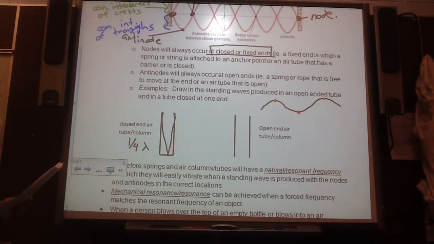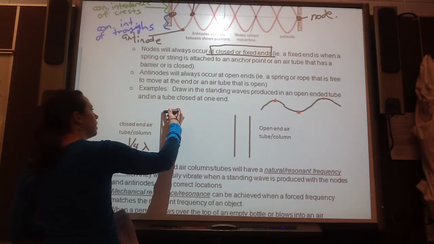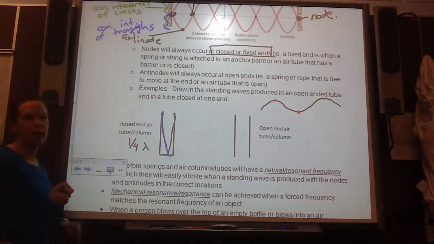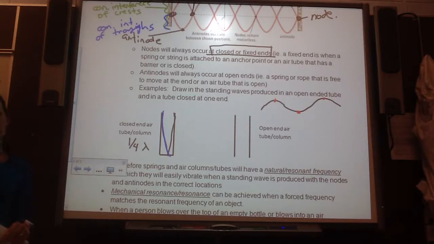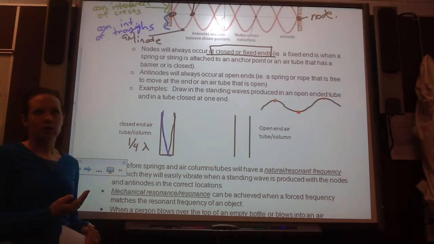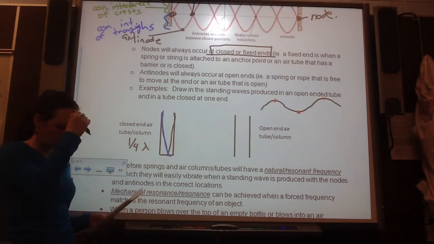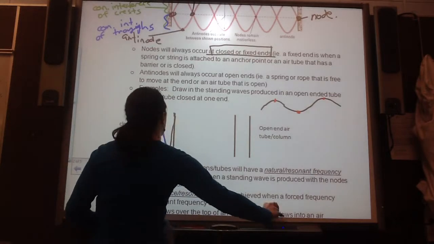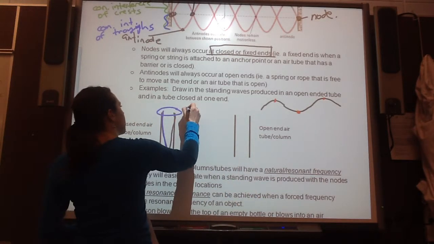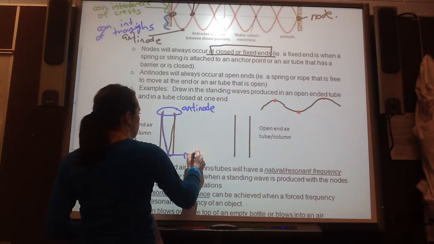Wouldn't it be a half? If I'm looking, it's just this coming down. That's only a quarter of a wavelength. You only count the one coming down, because that's the one wave, and this is the wave being reflected. So if I'm just looking at this wavelength, this is a quarter. Up here, since this is an open space, this is the antinode. And here would be a node.